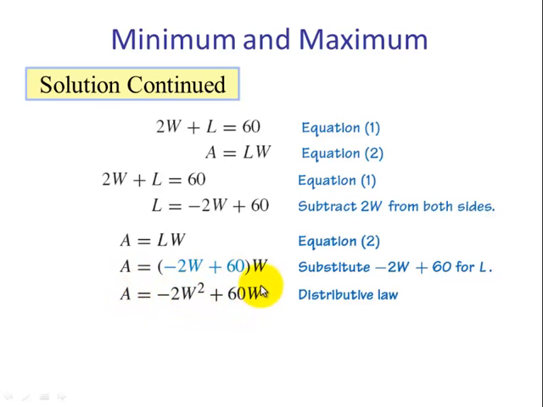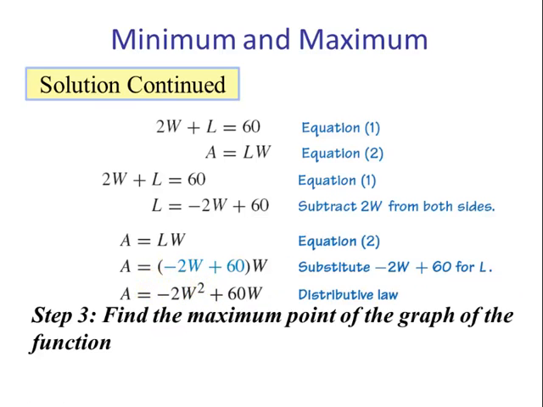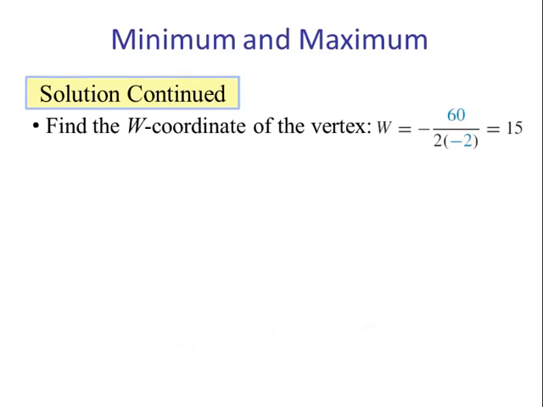So this is a quadratic. A is negative, so we will have a maximum value. To find this maximum value, we use our formula for the vertex. So we have negative 60 divided by 2 times negative 2, which gives us 15.